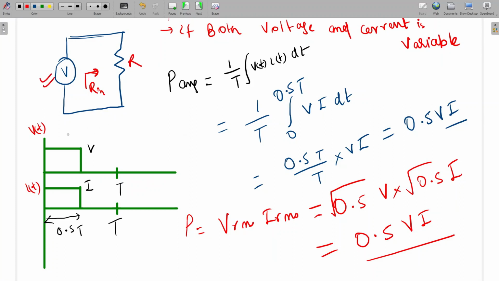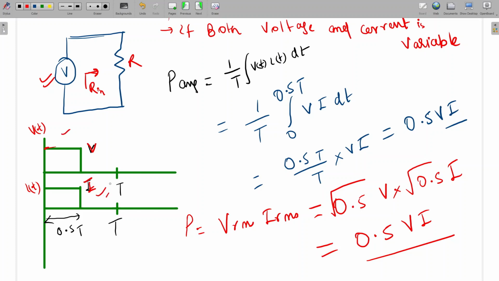I am giving a square wave here. What is the amplitude? V, and the current amplitude will be the same. So 0.5 is the duty of both voltage and current. Since this voltage is present for 0.5, the current also will be present for 0.5. So this is the waveform of the voltage and current.